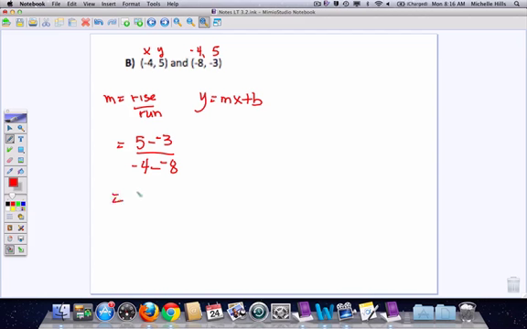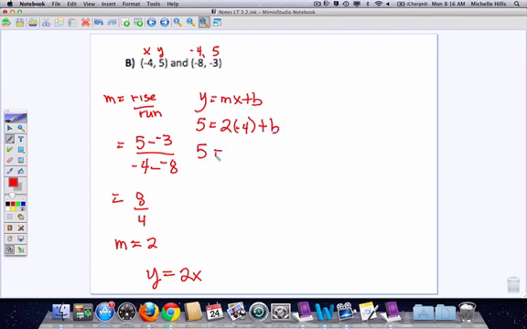5 minus -3 is +8. -4 minus -8 is -4 plus 8, which is +4. So my slope is 2. I already know that my final equation is going to be y equals 2x and then something behind it. Well, y is 5. The slope that I just found is 2. When y is 5, x is -4. And the thing I'm trying to find is my y-intercept.